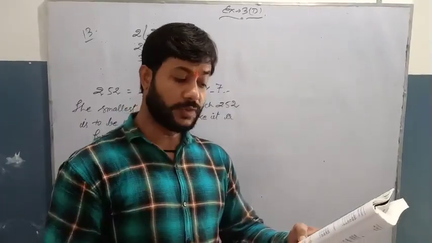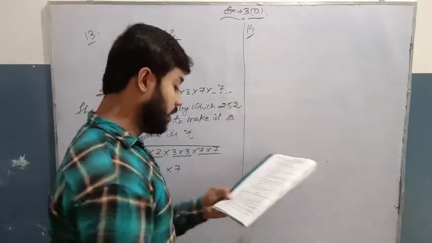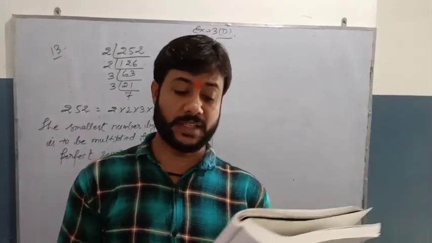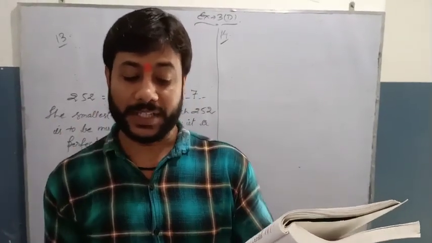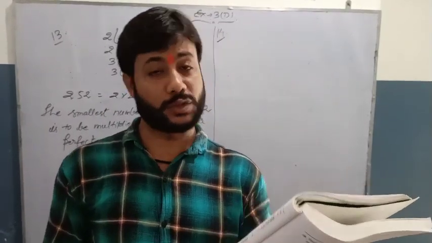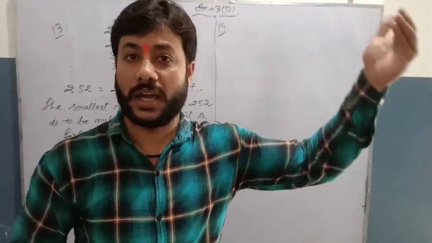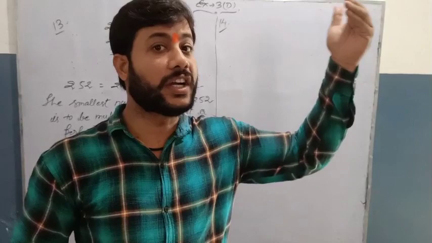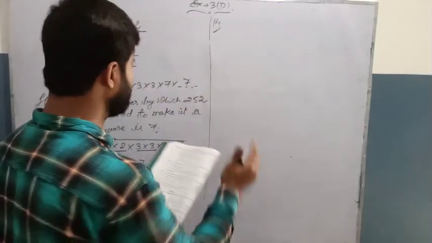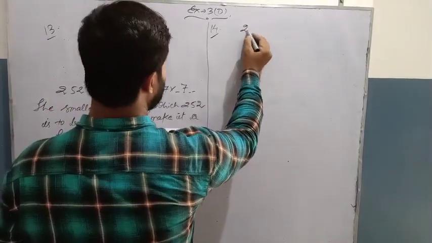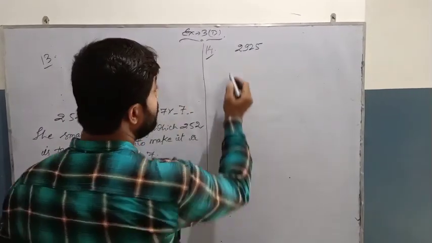Okay. Now we will move to question number 14. Question number 14 says, find the smallest number by which 2925 must be divided to obtain a perfect square, and also find the square root of the perfect square so obtained. So here we have to remove the extra prime number which does not have its pair, right? So at first we will go for its prime factorization. So what is the number? The number is 2925.